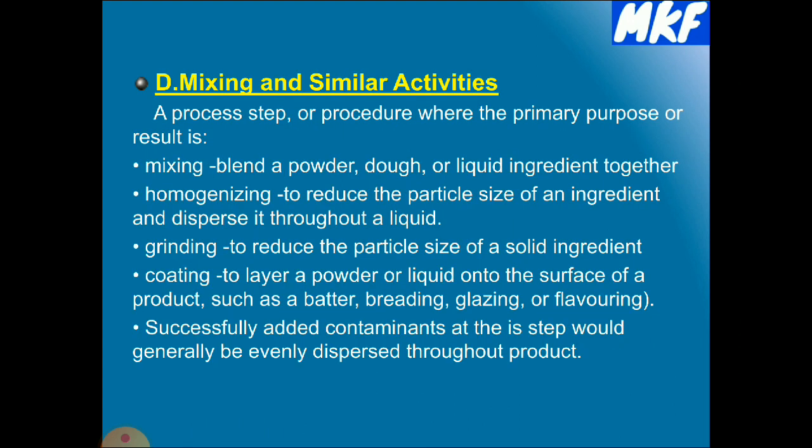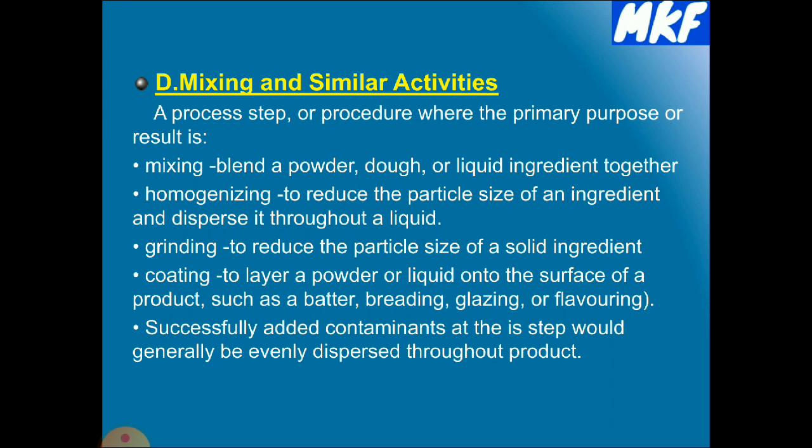Next, the last, fourth one is key activity type 4, mixing and similar activities. A process step or procedure where the primary purpose or result is mixing, to blend a powder or phosphate or salts or water, or homogenize by different methods, which facilitates adulteration.